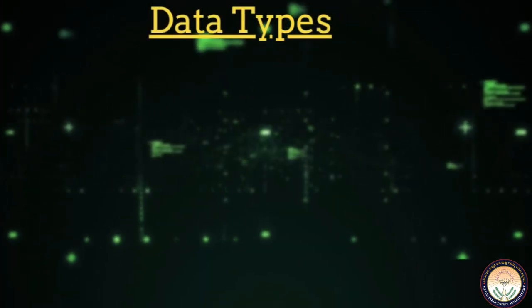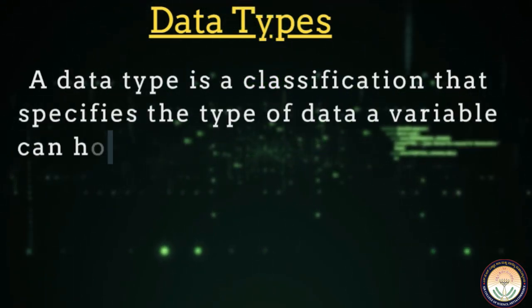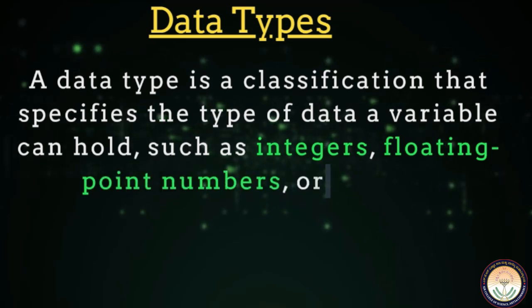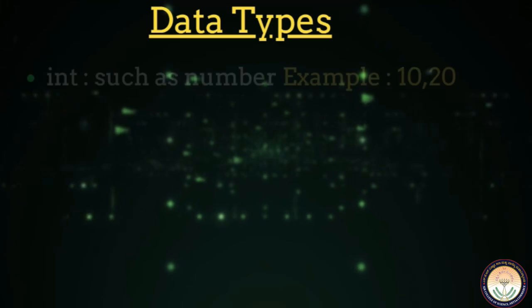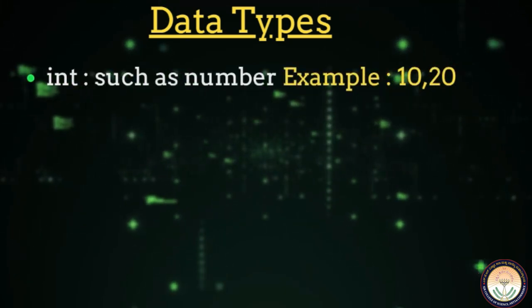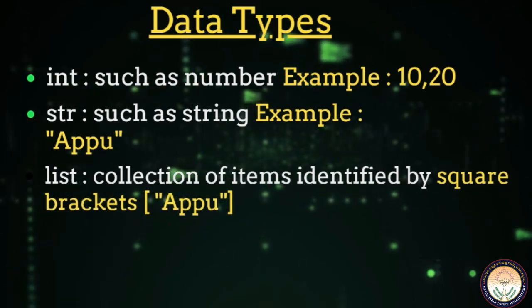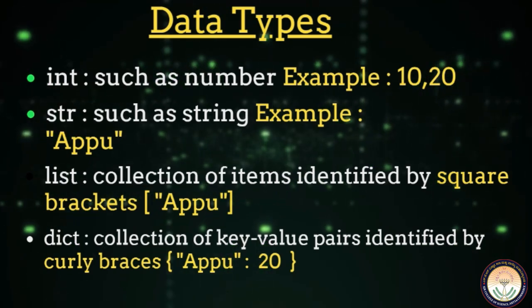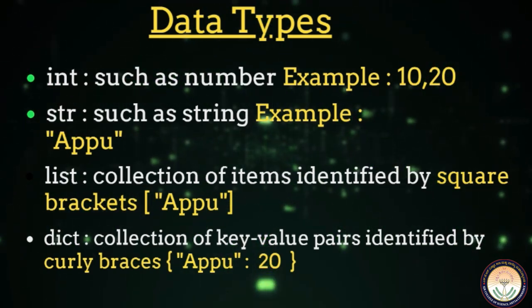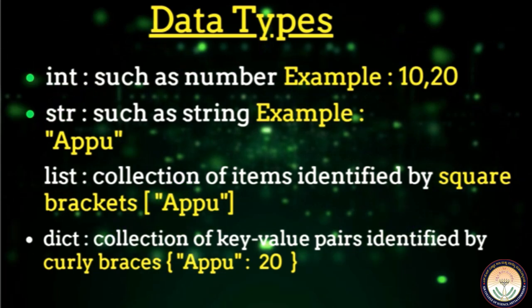Data types. A data type is a classification that specifies the type of data a variable can hold, such as integers, floating point numbers, or strings. Here are some of the most commonly used data types in Python, which include int, such as numbers, example 10, 20. Str, such as string, example APU. List, a collection of items identified by square brackets. Dict means dictionary, collections of key-value pairs identified by curly braces.